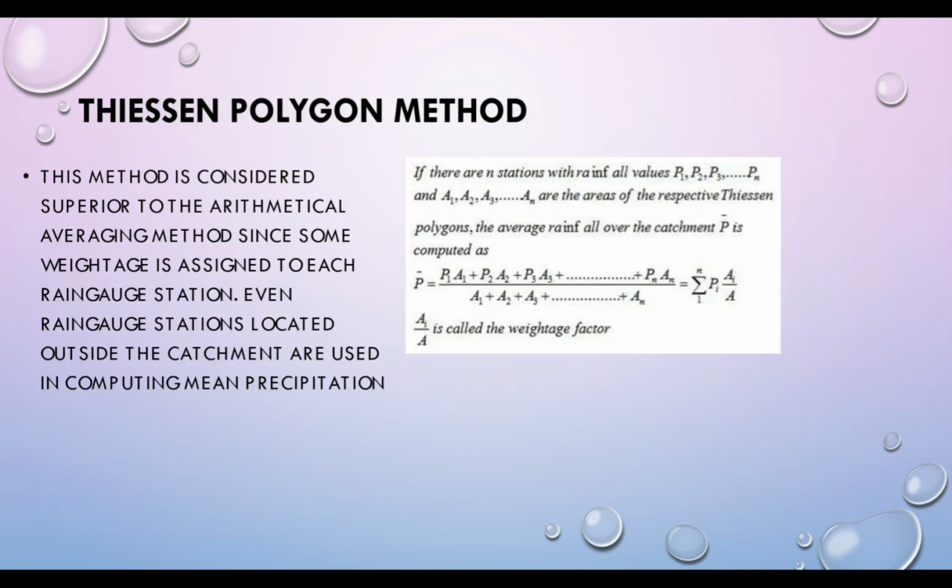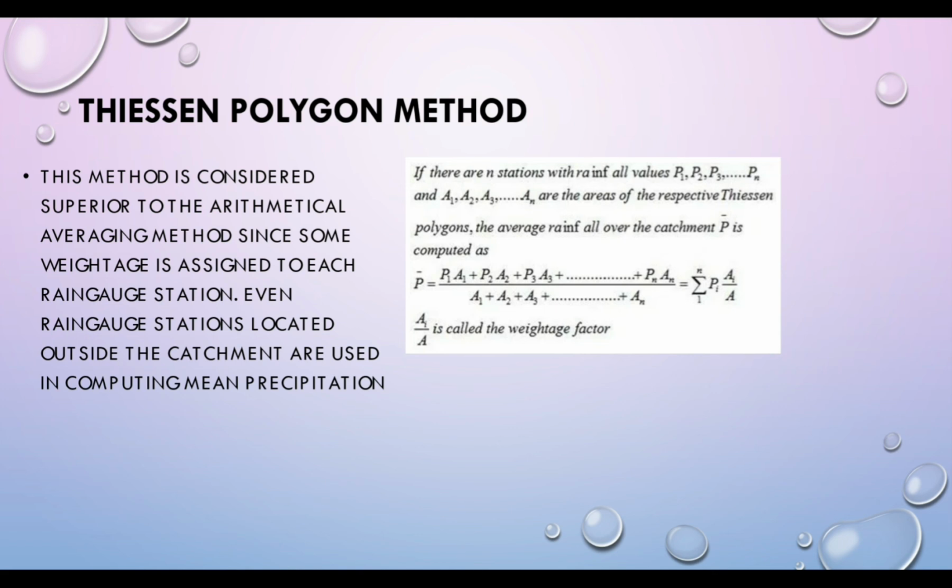Thiessen polygon method. This method is considered superior to the arithmetical averaging method since some weightage is assigned to each rain gauge station. Even rain gauge stations located outside the catchment are used in computing mean precipitation. Using the Thiessen polygon method, the rainfall recorded at each station is given a weightage based on the area closest to the station. Consider a catchment area with, say, 3 rain gauge stations.